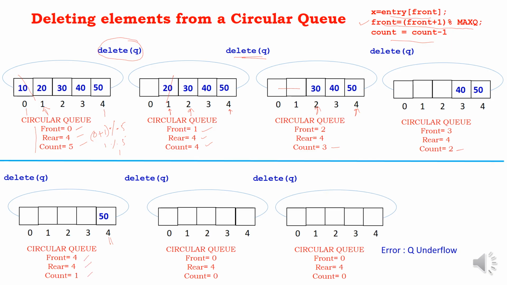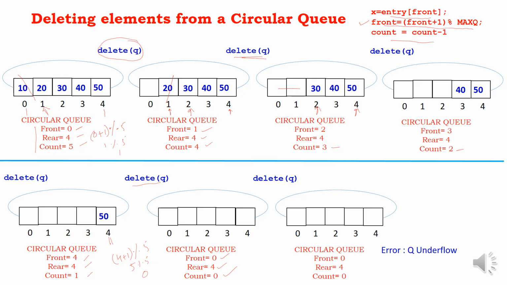Again, you want to delete one more element. See, that front element is removed. Front moves to the next location. Front is 4. 4 plus 1 mod max q. 4 plus 1 means 5. 5 mod 5 is 0. So front is 0. I'm not changing rear. Rear is 4. Earlier count is 1, count minus 1, so count is 0. Front is 0, rear is 4.